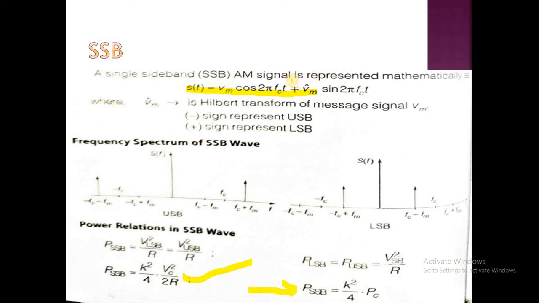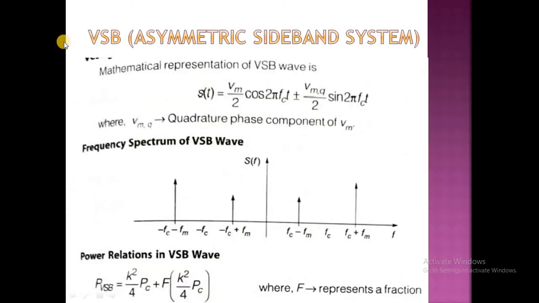Clear? You have to remember the general form and power relations. And VSB, vestigial sideband, is also called the asymmetric sideband system. The general form or mathematical representation of VSB is S of t equal to Vm by 2 into cos 2 pi fct plus or minus Vm by 2 into sin 2 pi fct.